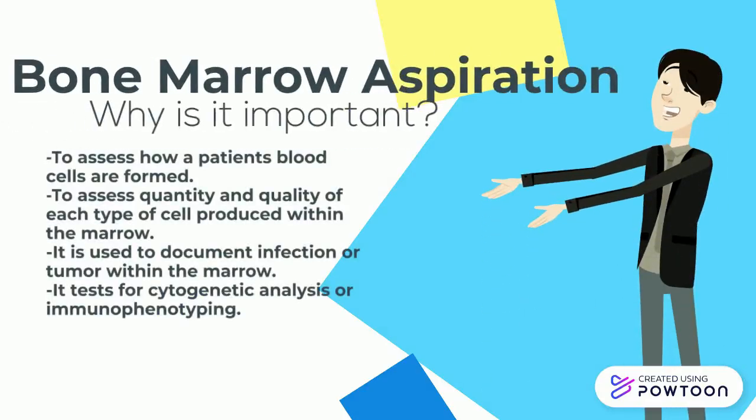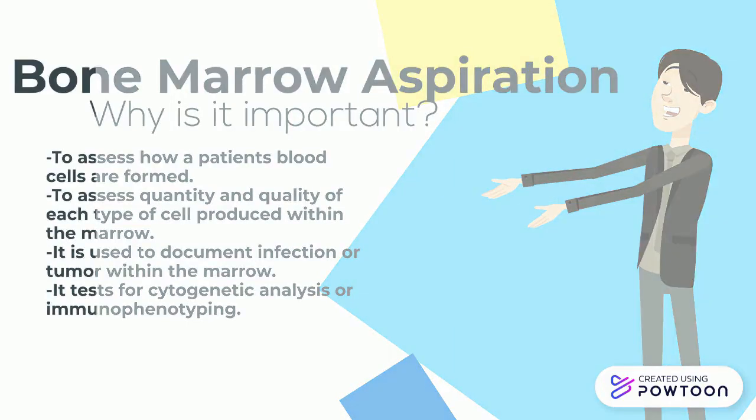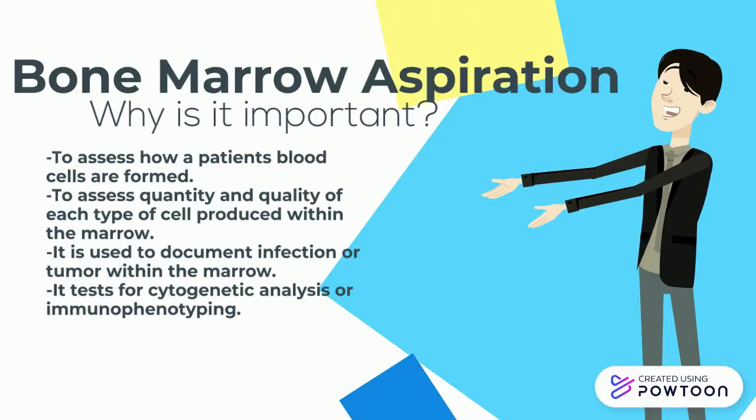Next, why is bone marrow aspiration important? So first, it is to assess how a patient's blood cells are formed. It is very crucial when additional information is needed, especially for abnormalities. To assess quantity and quality of each type of cell produced within the marrow, it is used to document infection or tumor within the marrow, and lastly, tests for cytogenetic analysis or immunophenotyping.